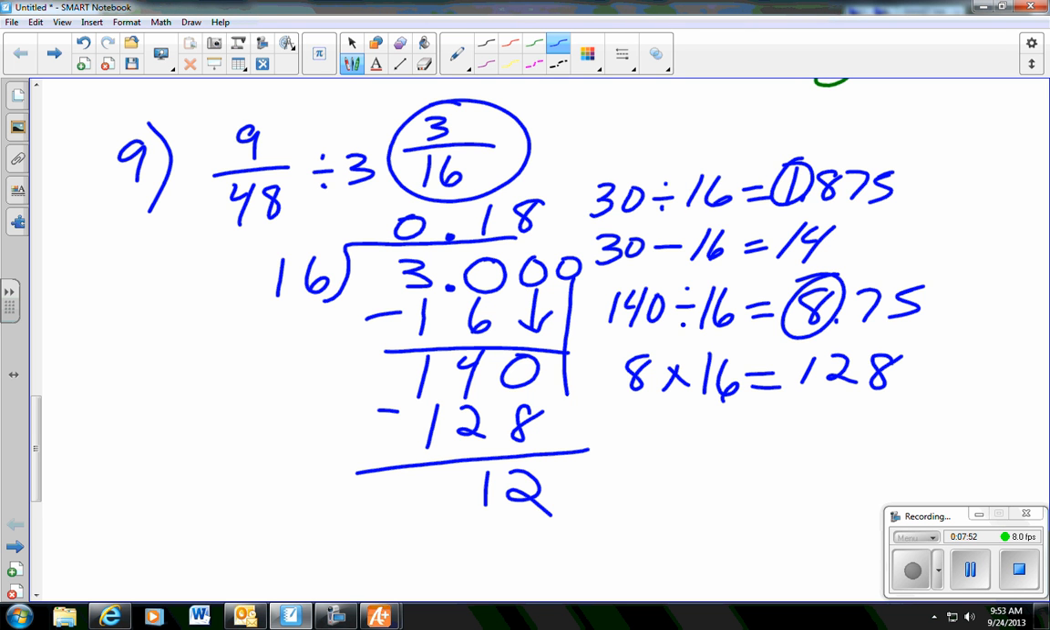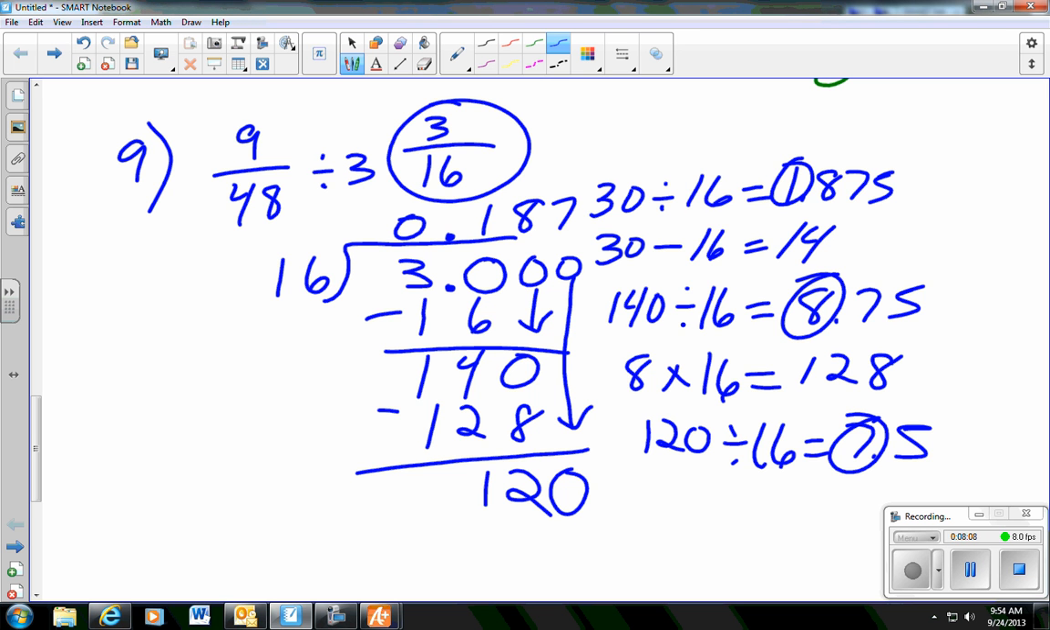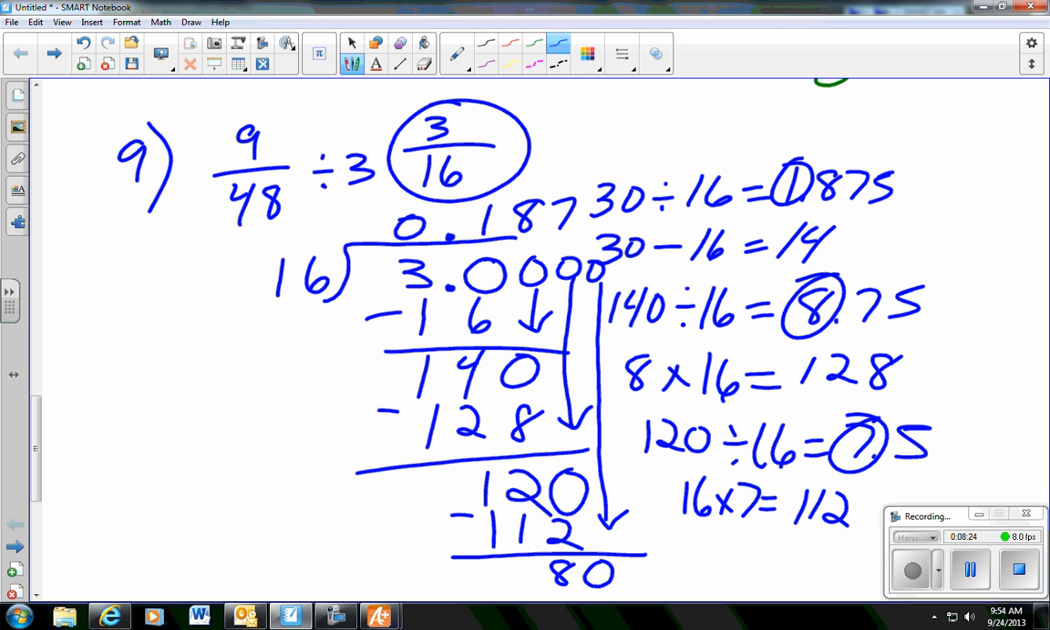We're going to need to bring down another 0. We have 120. So now type in 120 divided by 16. And you get 7.5. So 7 is the number we want. So 7. And then you would type in 16 times 7. And you would get 112. So 112. Subtract, and you would get 8. You're going to need to bring down another 0 to make 80.